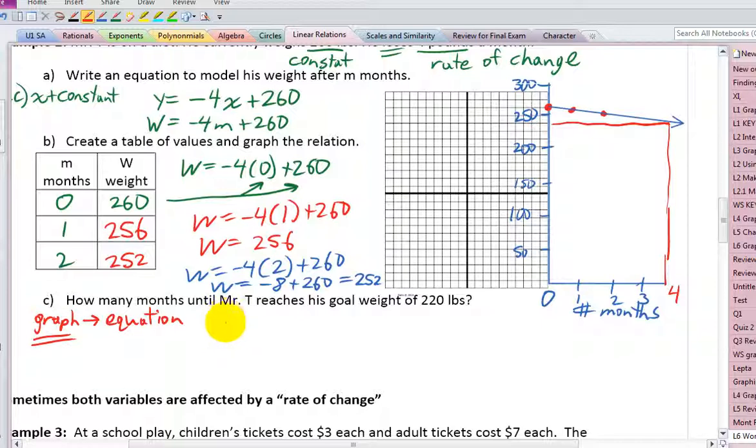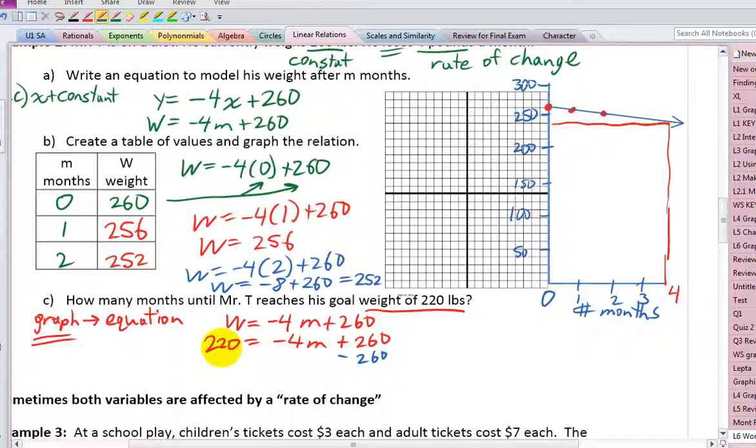So the equation is W equals negative 4m plus 260. Now the weight, or W, is 220. Negative 4m plus 260. You can work backwards. How do you move the plus 260? Or how do you unwrap it?